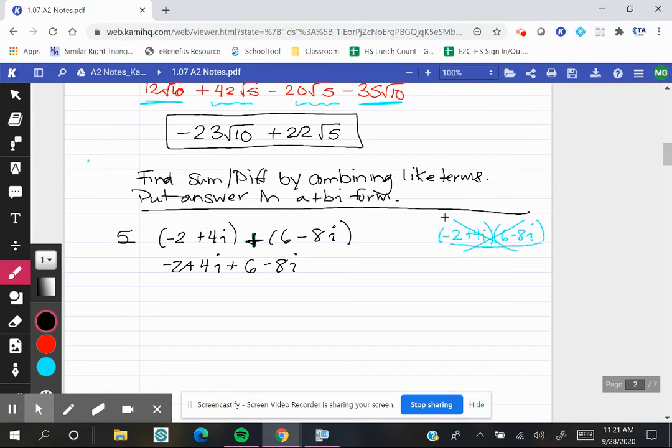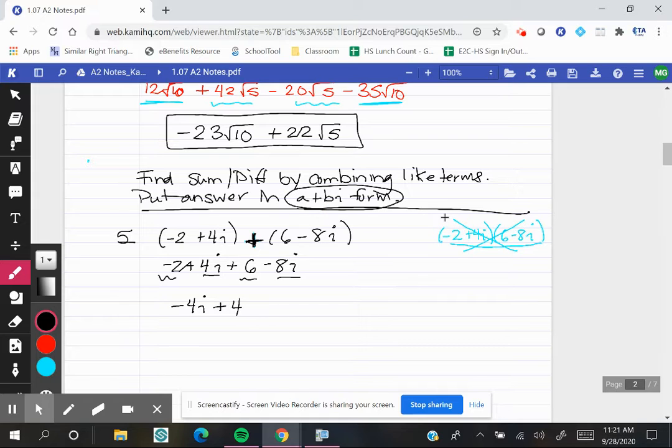So now I just combine my like terms. Like terms for imaginary numbers means they both have an i, or they don't have an i. So I have -2 plus 6 would give me 4, and 4 minus 8 gives me -4. So let's say I wrote it like this, -4i plus 4. This would be incorrect because that's not a plus bi form.